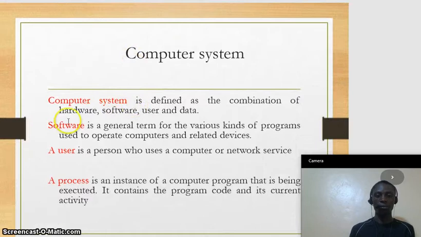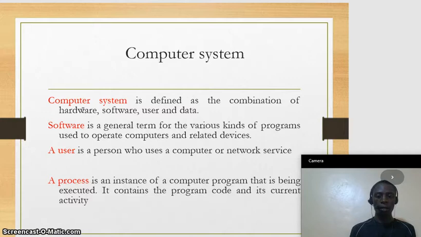Now, the computer system, we start with defining it. What do you think a computer system is? It is a combination of hardware, software, user, and data. Remember we said humanware. So the hardware, the software, the user, and the data define a computer system. We looked at the system some time back in some other tutorials.